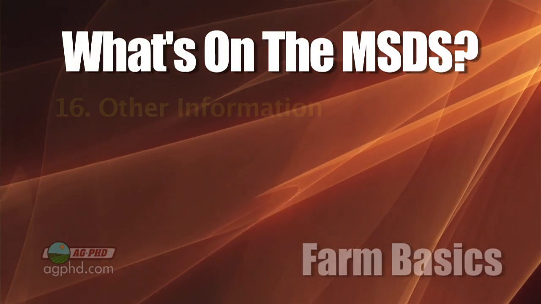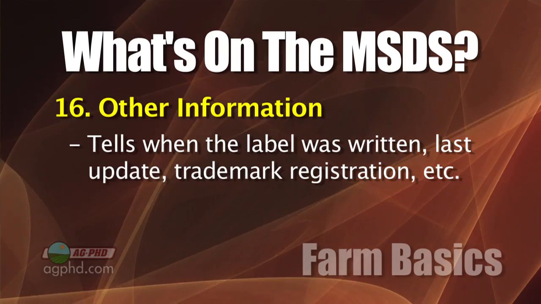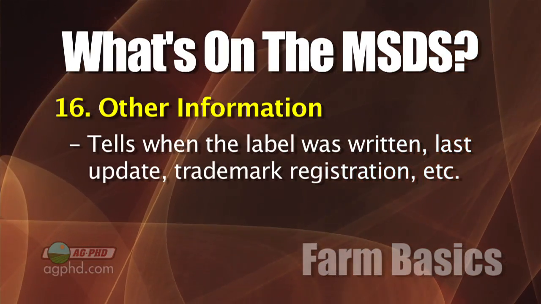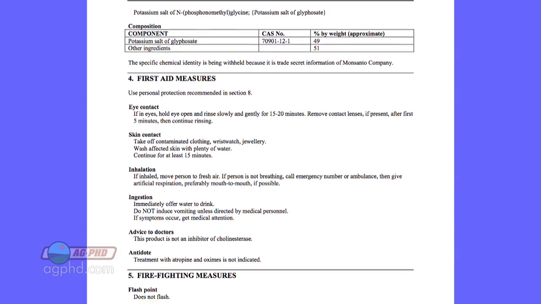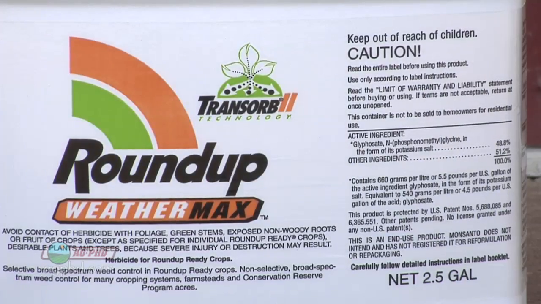And the last thing they have here is just some other information, like when this label was written, when the last update was, which company it was made by, and so forth. So we just wanted to make sure that you understood there is this material safety data sheet. There's also what we talk about often on Ag PhD, the chemical label, and then the material safety data sheet. They're two separate things. The MSDS sheet is talking about all the safety measures and everything that we just went through. The label is talking about how you use this to control weeds or insects or diseases, whatever it is.